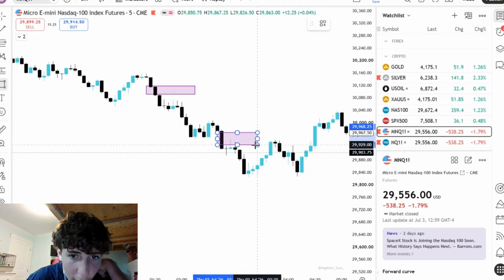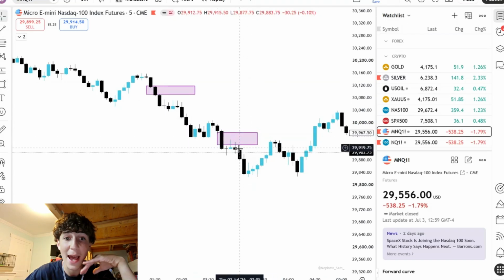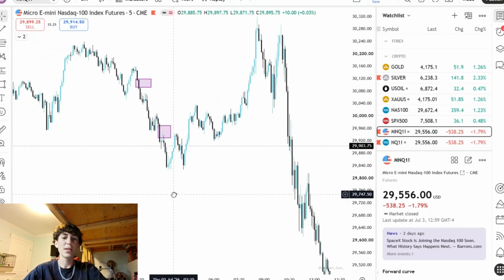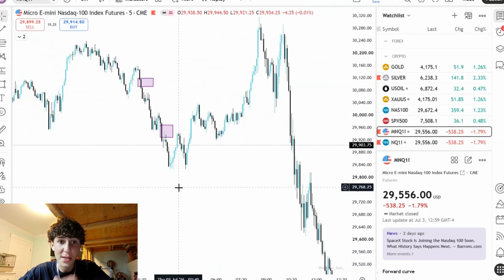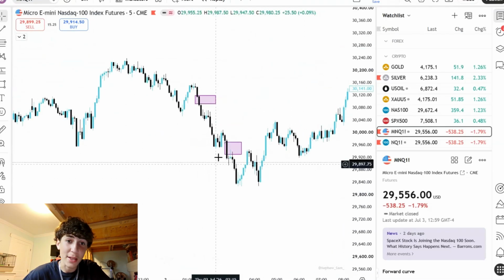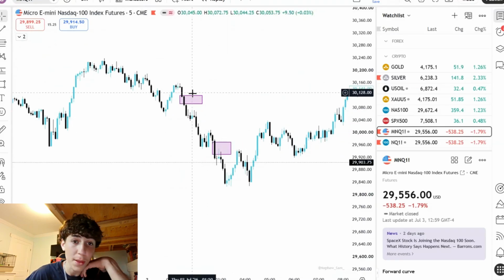Is there any more fair value gap? Right here. And as you can see, this one got retested. And after it gets retested, it just drops. So basically what a fair value gap is in super simplified form, it's a magnet. Like the market seems to be very attracted to unfilled fair value gaps.